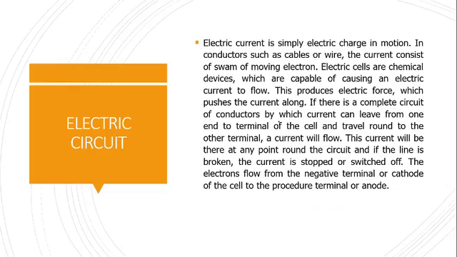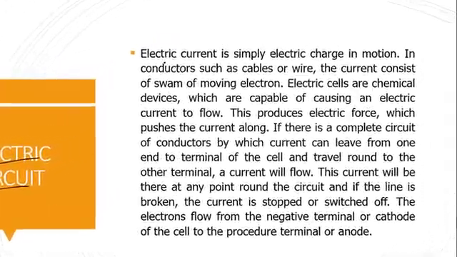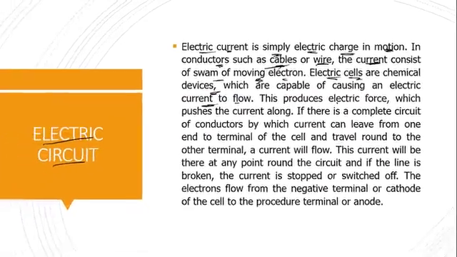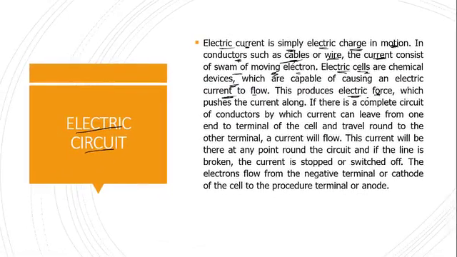Welcome back. At this point, let's see what we mean by electric circuit. Remember we said in our previous lessons, and we've been talking about electric current, and we said electric current is simply electric charge in motion. In conductors such as cables or wires, this current is made up of a swarm of moving electrons. Electric cells are chemical devices which allow electricity or electric current to flow through them. The electric force that is being produced in electric cells helps to push this current along.